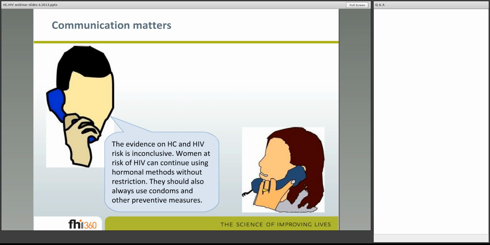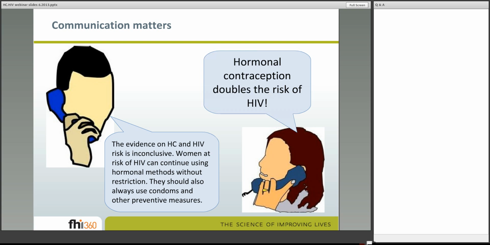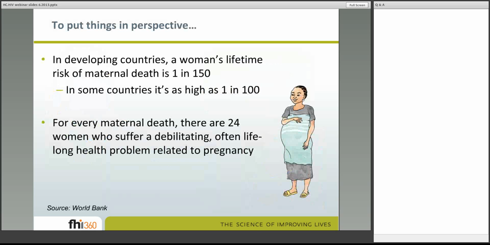Third, communication matters. We may be saying all these measured, well thought through things, but this is what providers may be, so to say, hearing. The idea that hormonal contraception doubles the risk of HIV often overshadows everything else in their minds. For providers to be able to counsel women effectively about the issue, they should have accurate information and a better understanding of comparative risk. It may help to know how pregnancy risks compare to risks of acquiring or transmitting HIV.